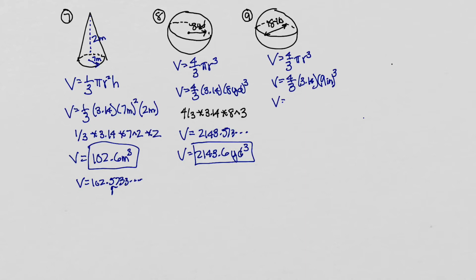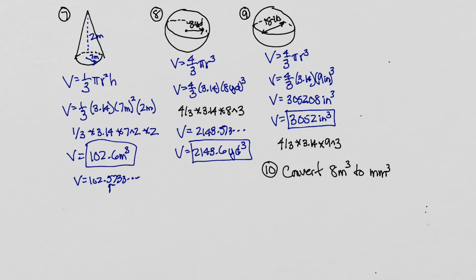Now, computing on my calculator, I got 3052.08 cubic inches. And it just says to round off to the nearest integer. Now, that's the nearest integer. To the right is a 0. So I'm just going to drop these and write this volume as 3052 cubic inches. And just so you know, the way I got that on my calculator, I did 4 divided by 3 times 3.14 times 9 cubed.